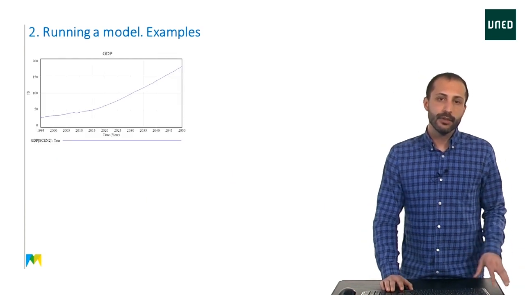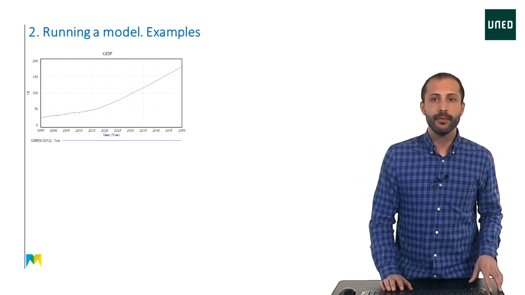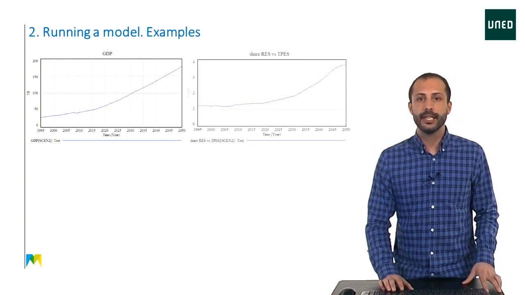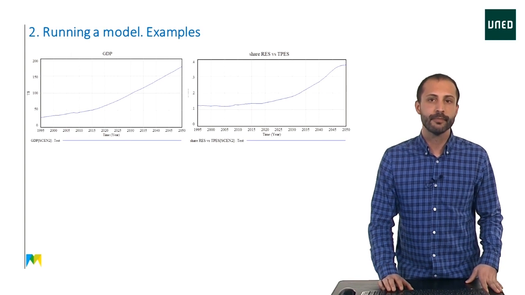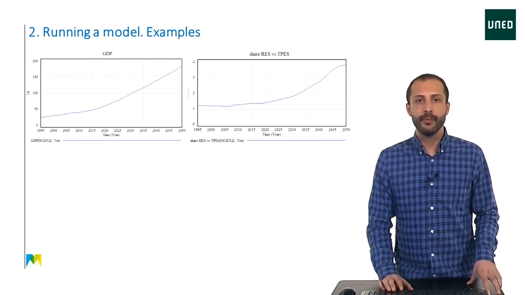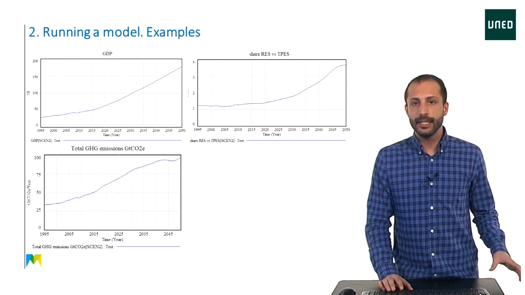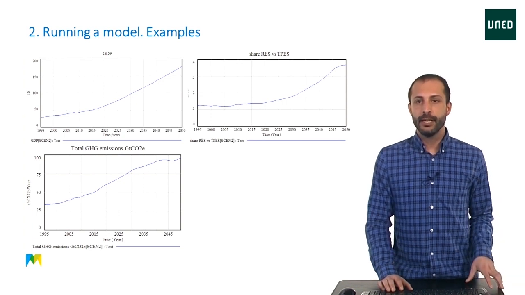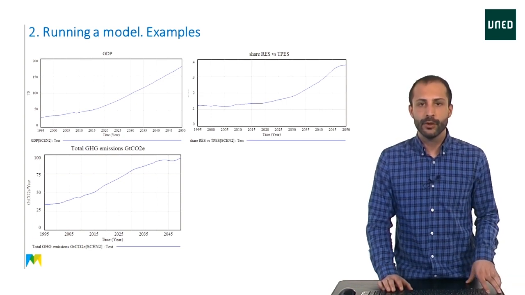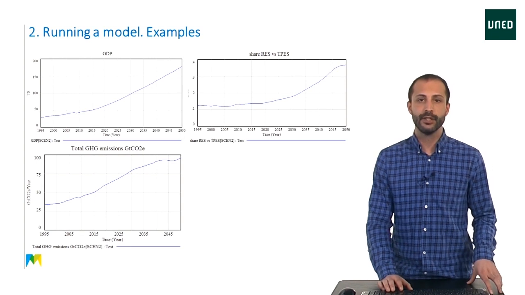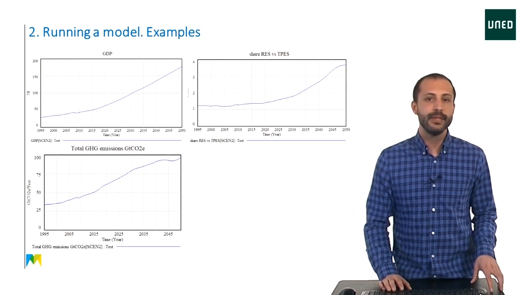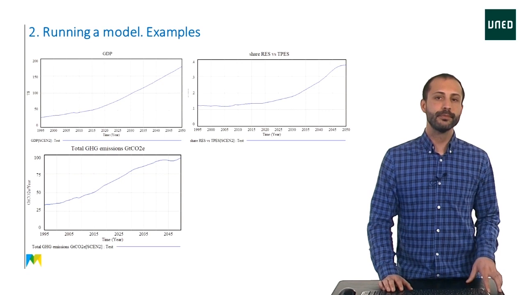We can see some examples for GDP, the share of renewable energies in the energy mix, and total CO2 emissions. You can see how GDP rises steeply, which apparently should be good news. But if we had a look at the share of renewable energy sources, we can see that it's not very impressive, and CO2 emissions just skyrocket.